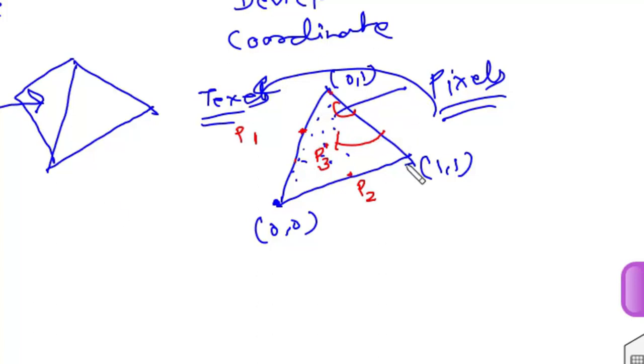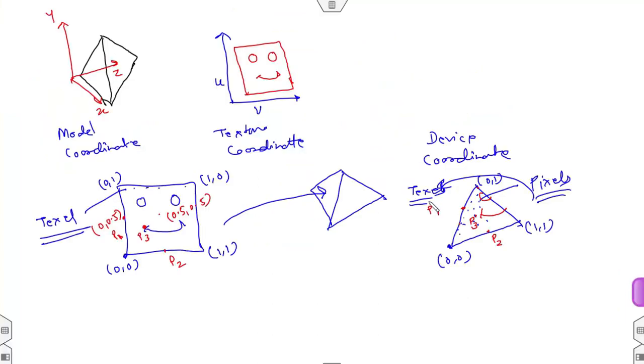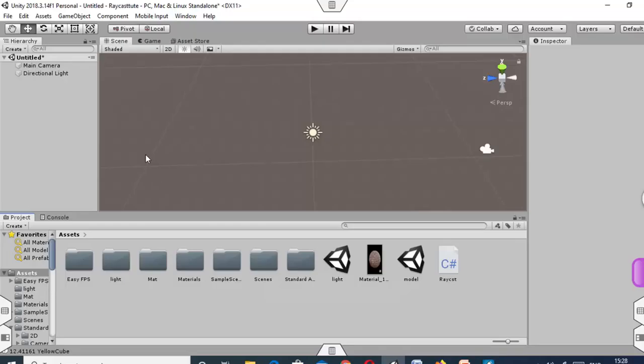So this is a very brief description of texture mapping. There are various other algorithms by which we can map texels to the pixels. Okay, now we will understand the concept of materials and texture mapping practically using Unity.